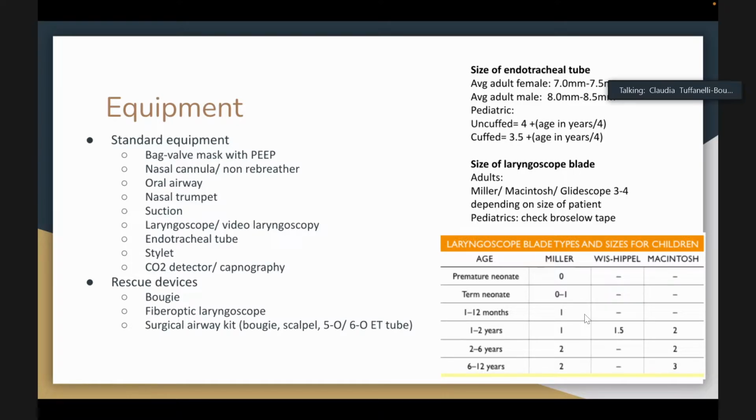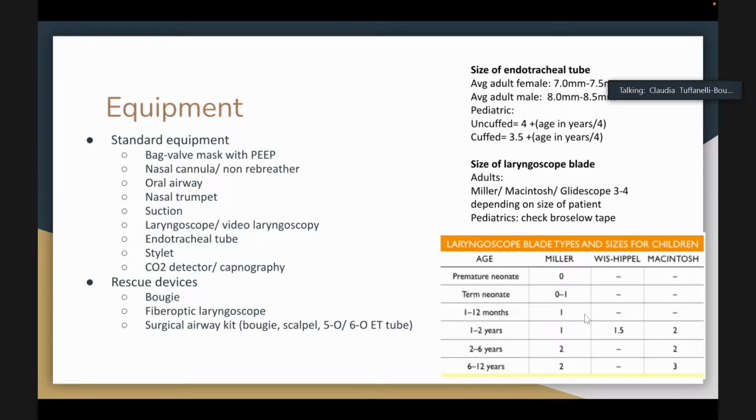The Miller is straight, and the actual technique of it is a little bit different. So the blade is straight versus the Macintosh blade that is curved. You need an endotracheal tube. I included there the sizes. So for an adult female, you're going to want to go 7 to 7.5, and for a male, 8, 8.5. As large of a tube as you can get in is beneficial.